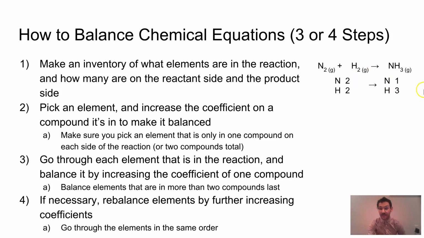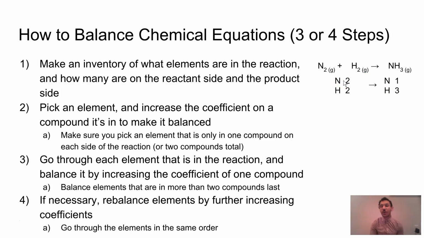We have imbalance. So I'm going to pick an element, and I'm always going to start with the first one I see in the reaction, unless it's found in more than one place on both sides. But this is not. Nitrogen is in N2, and it's in NH3, and that's it. Good. So I've got 1 nitrogen over here and 2 nitrogens over here.